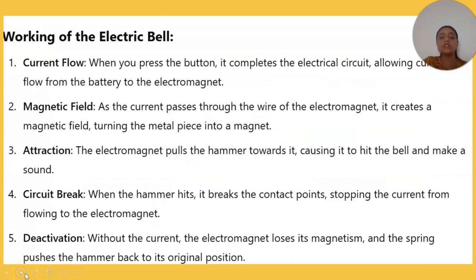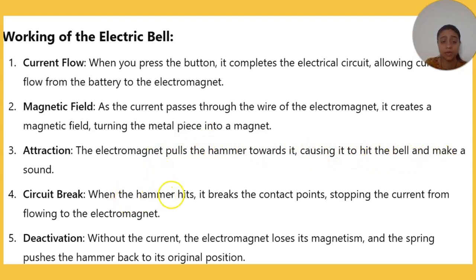They can also ask you for the working of the electric bell. First of all you need to tell them how the current will flow. Obviously, when you press the button, it completes the electric circuit, allowing the current to flow from the battery to the electromagnet. Then when the current flows, a magnetic field is produced. That is why it is an electromagnet. As the current passes through the wire of the electromagnet, it creates a magnetic field, turning the metal piece into a magnet, and then that iron rod is attracted towards the metal disc. The electromagnet pulls the hammer towards it, causing it to hit the bell and make a sound.